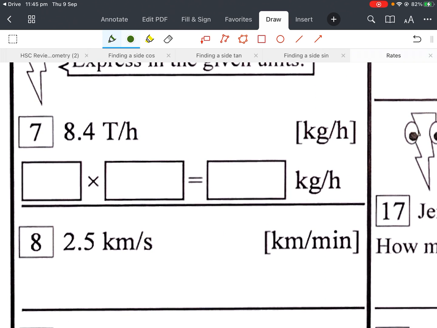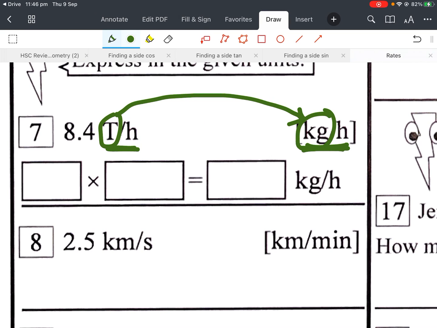Now these ones get a little bit harder, and if you get a little bit tongue-tied with them, don't worry, you're going to do them again in year 9 and year 10. All right, so in this one, what's happening is we're starting with this unit, and they're asking us to change it to this one. So the first ones, I've got a tonne here, and I've got a kilogram here.